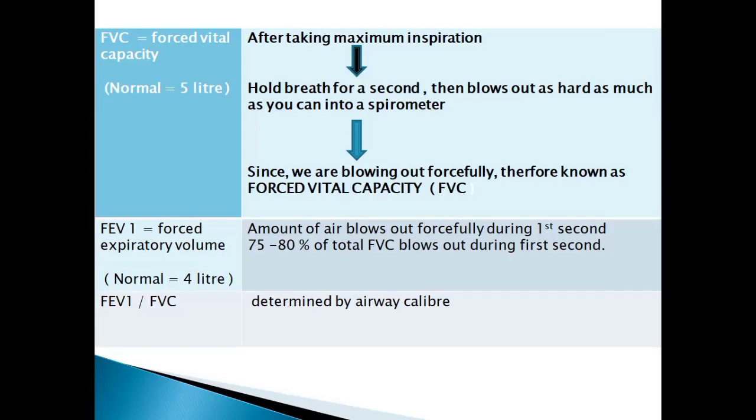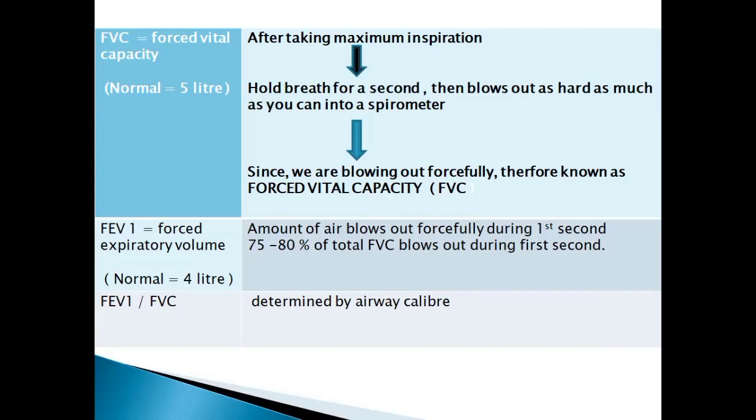And normally, in a normal person, 75 to 80% of the total forced vital capacity, total FVC, is blown out during the first second. This is what happens in normal persons. And normally, FEV1 is equal to 4 liter, in quantity.